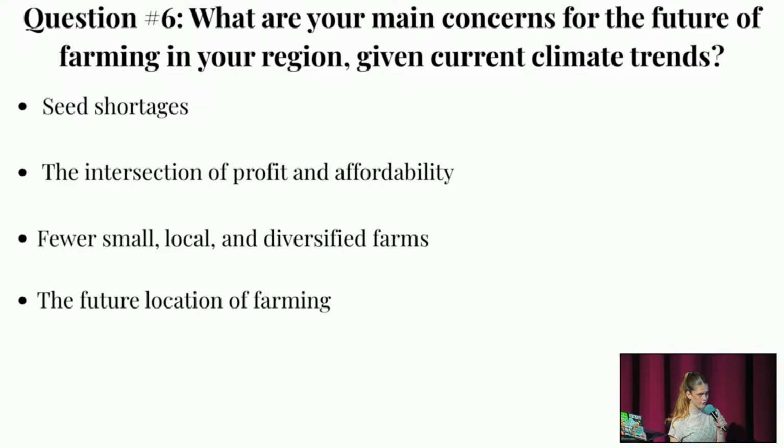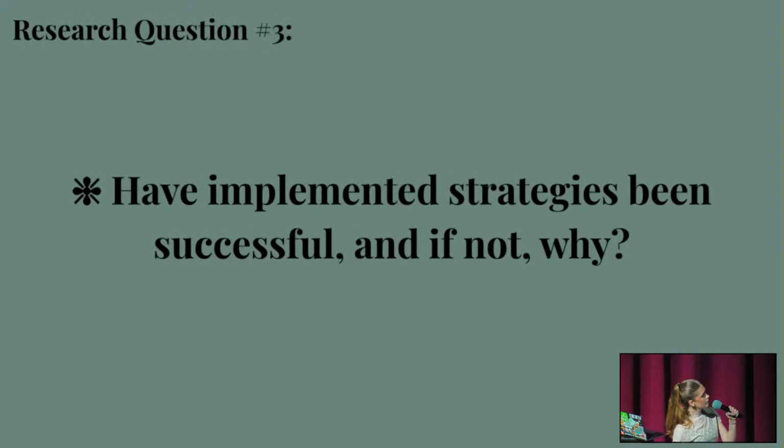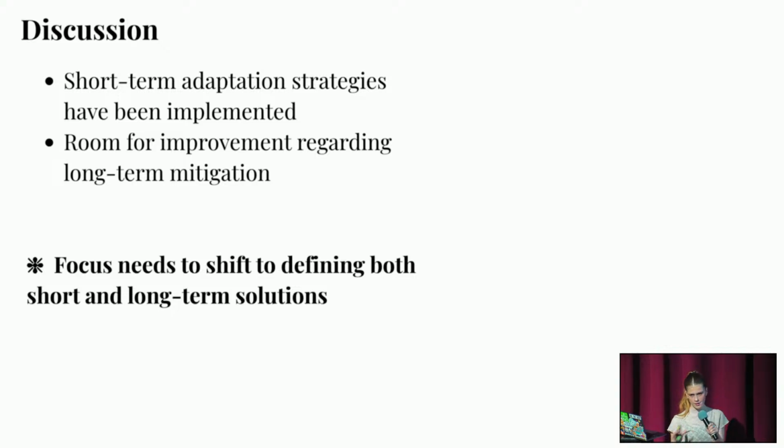And the future location of farming, as some farmers stated that floodplains are the most fertile land to be farmed, but also the most perilous for floods. To address my final question and look at whether these strategies have been successful, and if so, why, I broke it down into 2 primary concluding points. That is that short-term adaptation strategies have been implemented, and that there is room for improving longer-term strategies. In that transition to long-term, because that's not something that can happen overnight, I decided that the focus needs to shift to defining both short and long-term solutions.